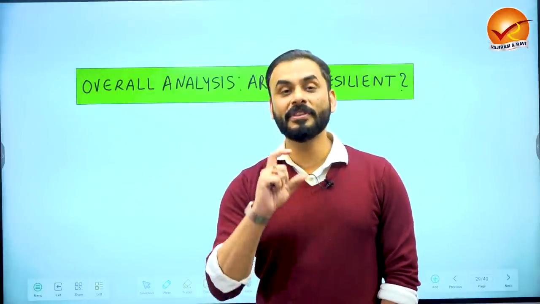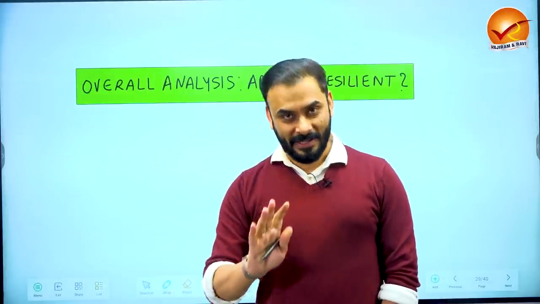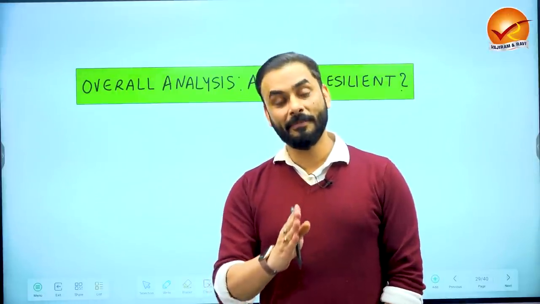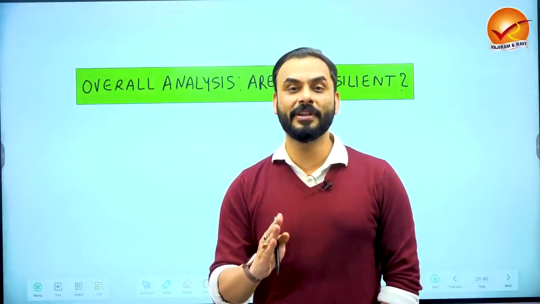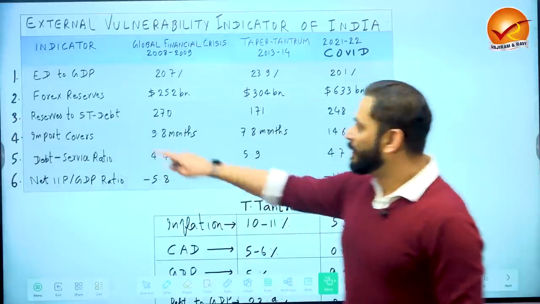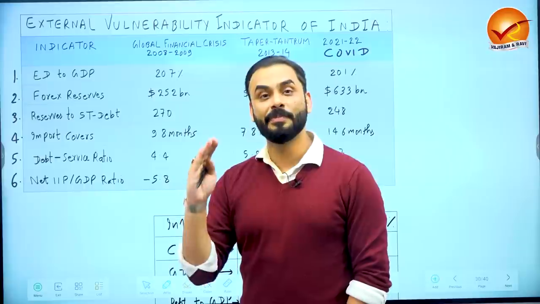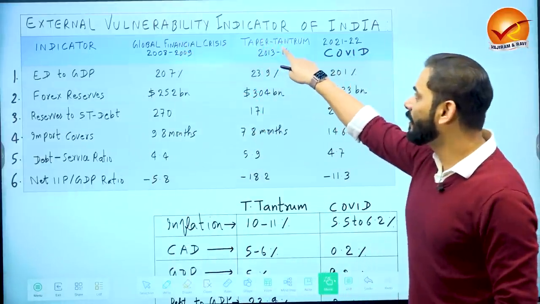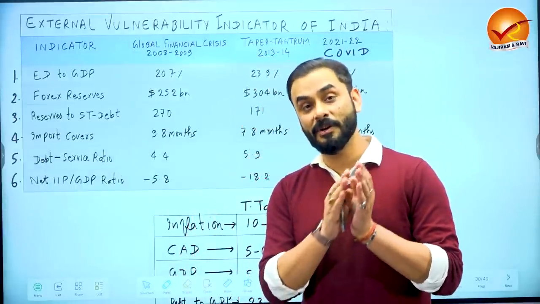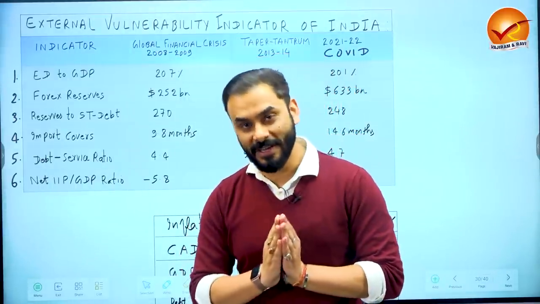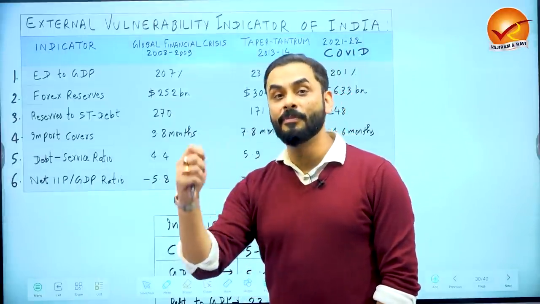So let us compare some of the macroeconomic fundamentals of India during the global financial crisis of 2008-2009. Then we compare the macroeconomic fundamentals of India with taper tantrum, and then during the COVID crisis. These are some of the macroeconomic indicators of India. We are going to look at how these indicators behaved during the global financial crisis, during taper tantrum, and during the COVID crisis. This will give us an idea whether the Indian economy has become stronger over the period of time to face crisis. All right. So the first thing that we are going to look at is external debt to GDP. I told you what is external debt. The money that we borrow from abroad is external debt.